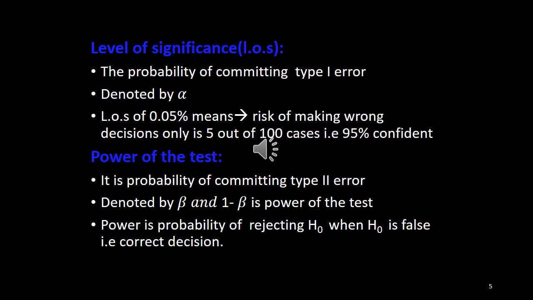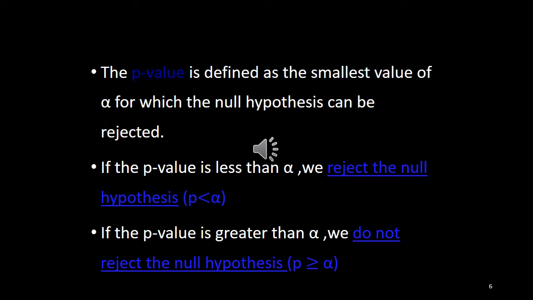Then there is the power of the test. Type 2 error probability is denoted by beta, and 1 minus beta is the power of the test. Power is the probability of rejecting H naught when H naught is false, and H naught is our null hypothesis, or we can say it is a correct decision. And also the p-value is defined as the smallest value of alpha for which the null hypothesis can be rejected. If the p-value is less than alpha, we reject the null hypothesis, and if the p-value is greater than alpha, we do not reject the null hypothesis.